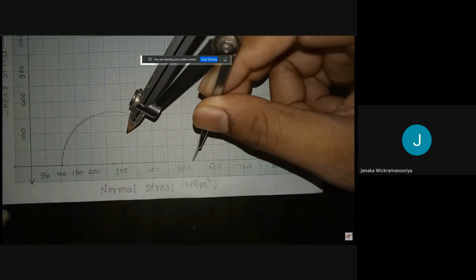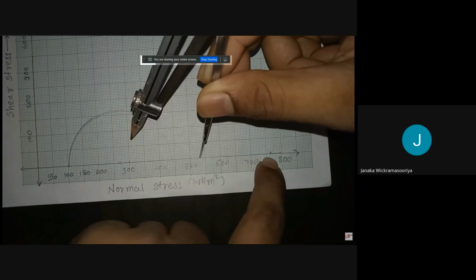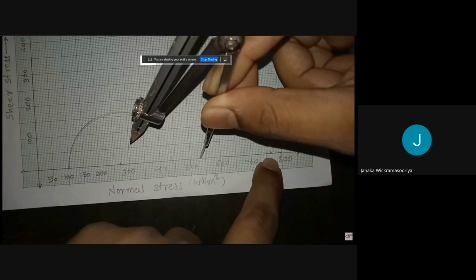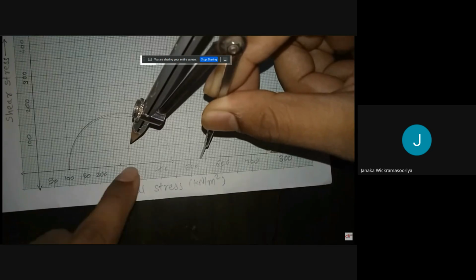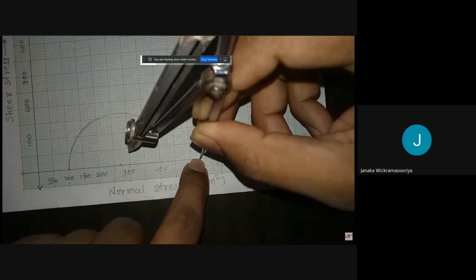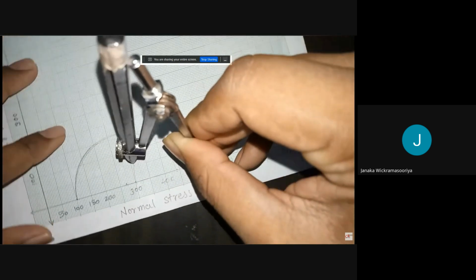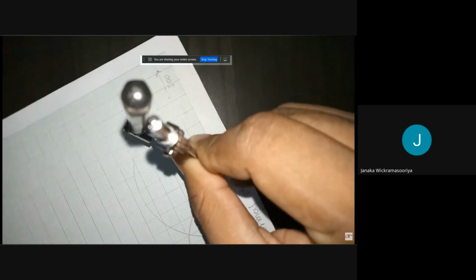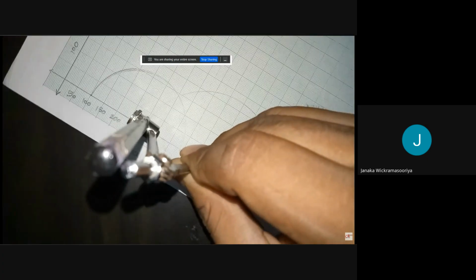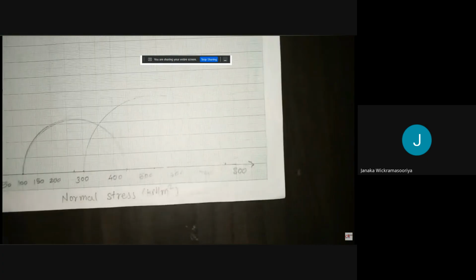Sigma 1 is 760 here. This is the first point and the second point is 300. Sigma 3 is 300 here. Sigma 1 is 760. So between these 2 points I have selected one center, and with the help of this center, I will draw one semicircle between these 2 points. I got these 2 points now.